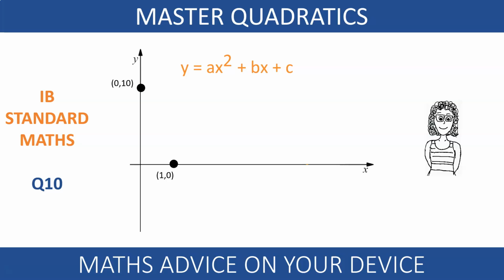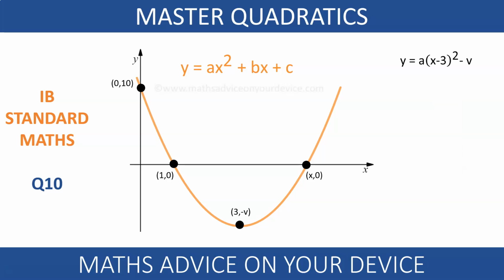Since the x-coordinate of the vertex is 3, that means the quadratic is positive. So the second x-intercept must be further to the right in the x-axis. You can clearly see that from the graph. That means that the quadratic can be written y equals a brackets x minus 3 squared minus v.